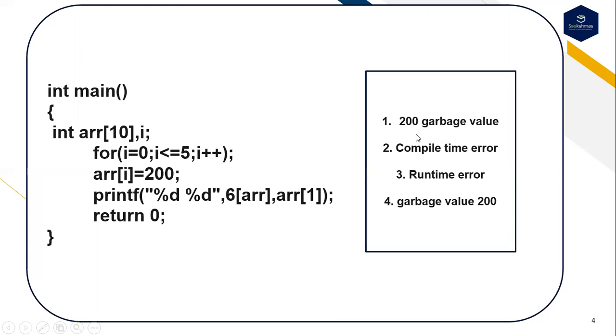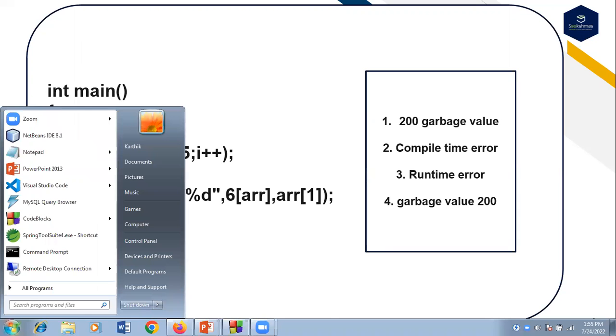So these are the following options: 200 followed by the garbage value, compile time error, runtime error, and garbage value followed by the 200. We'll implement this program.